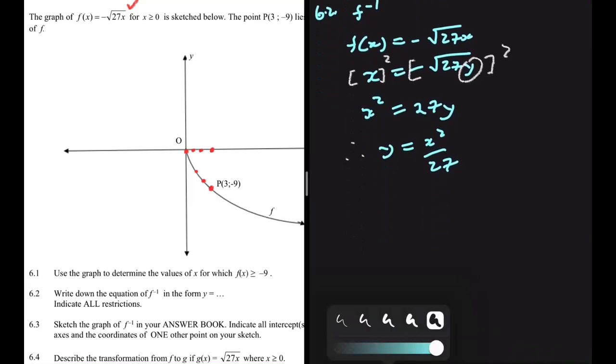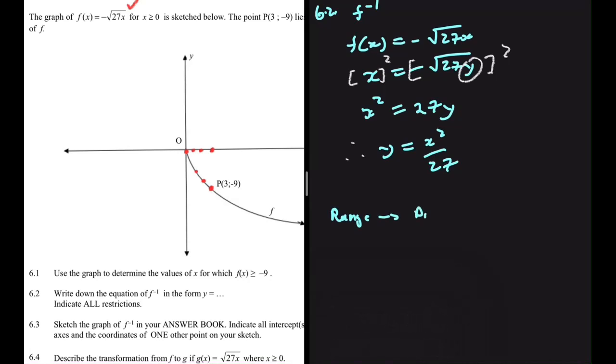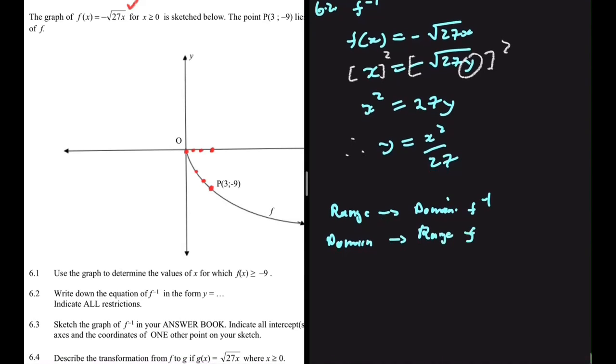What you have to know is that the range of the graph of your function will be the domain of the inverse, and then the domain of the original function will be the range of the inverse. That is how it works.